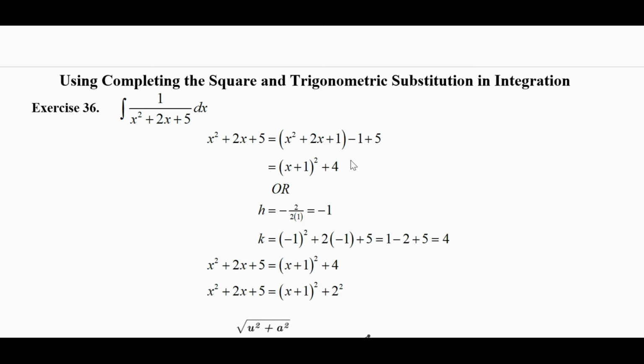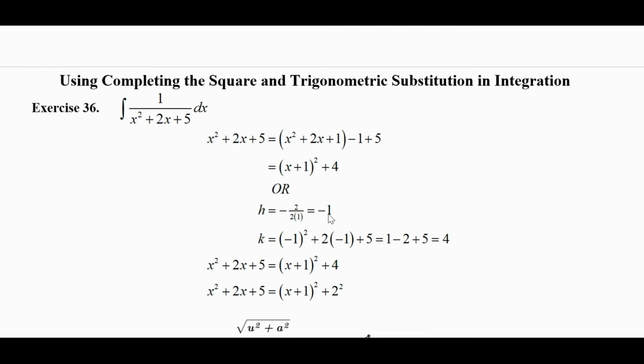Or, if we'd rather do it a different way, we can use our shortcut. The x-coordinate of the vertex, h, is minus b over 2a, which is setting the derivative of this thing equal to 0. It will give us the same thing, so it's negative 2 over 2 times 1. So that's negative 1. So this makes this x minus negative 1, or x plus 1.